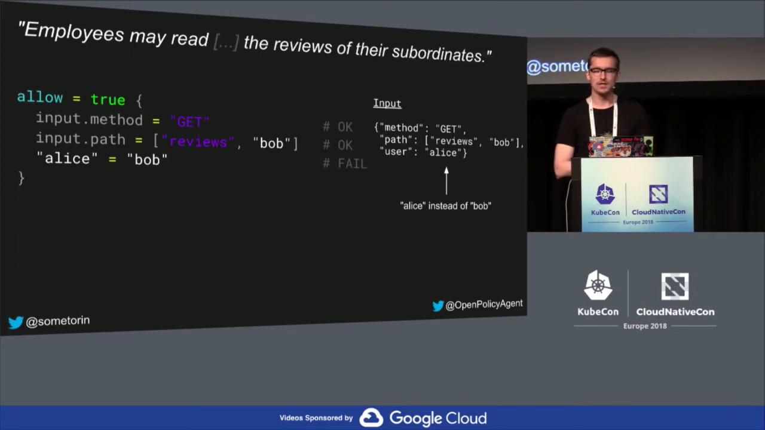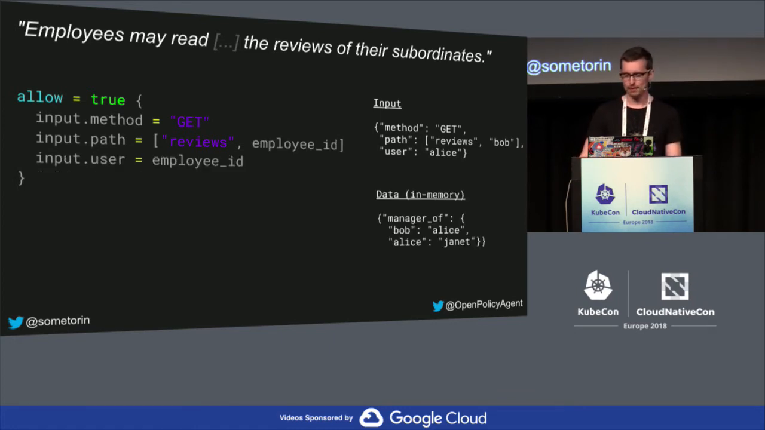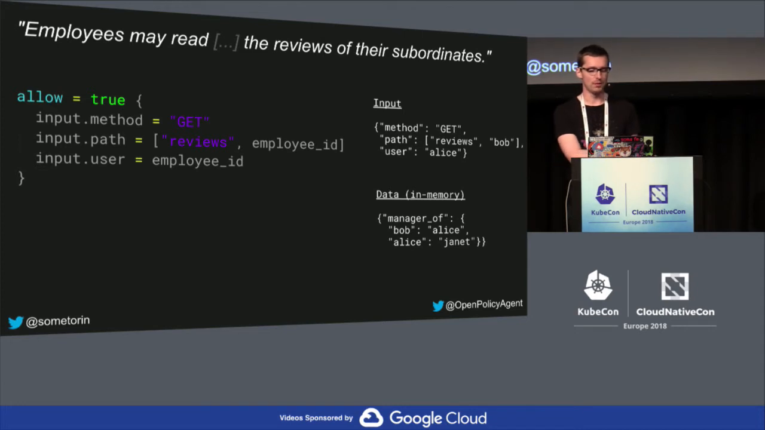But suppose that Alice is actually Bob's manager, and she should be allowed to see these reviews. That fact that Alice is Bob's manager can just be represented as structured data that you put in the policy, or that you load in through an API, or that you include in the input. On the bottom right here, you can see I've defined a simple mapping that says that Bob is managed by Alice, and Alice is managed by Janet.